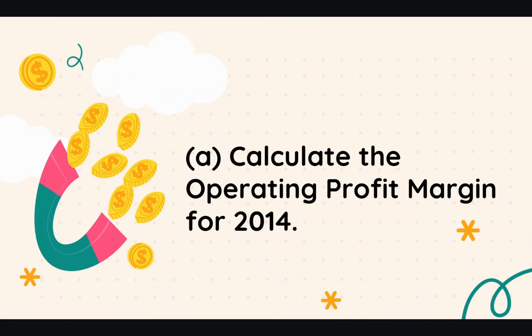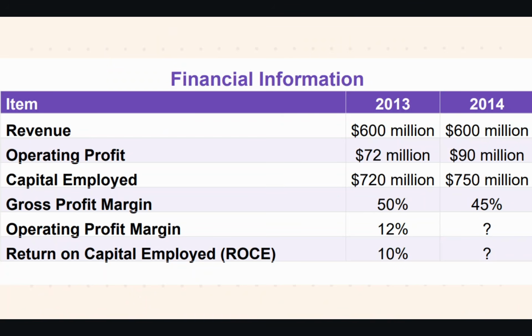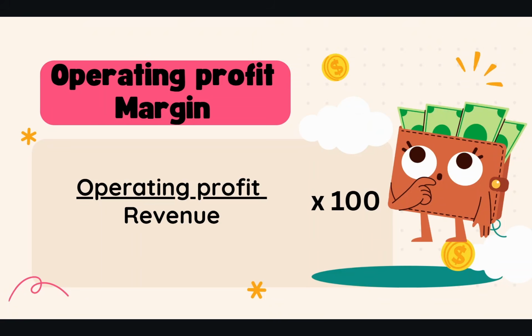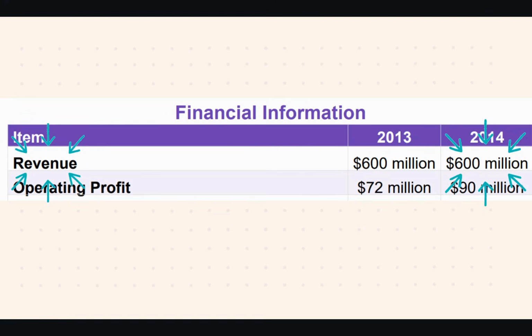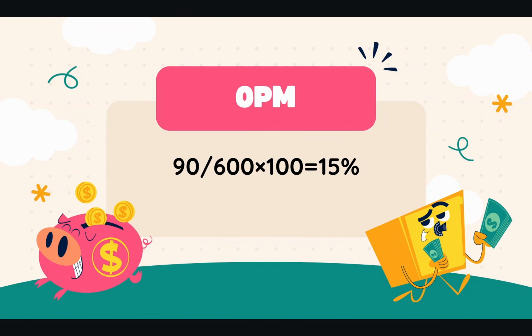Question time. Calculate the operating profit margin for 2014. They give us the financial information. Let's start with the formula. Let's plug the values in. We are given the operating profit of 90 million. We are given the revenue as 600 million. Operating profit margin is my operating profit divided by my sales or my revenue. So that's 90 divided by 600 million times 100, and that gives me 15%.